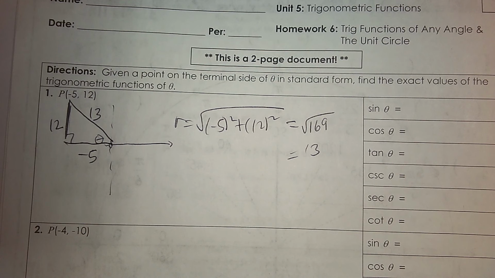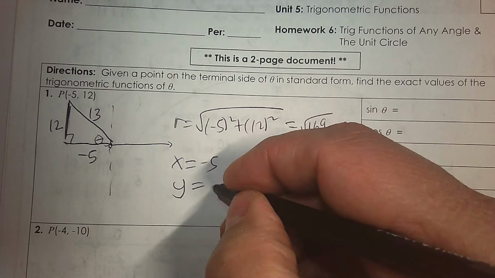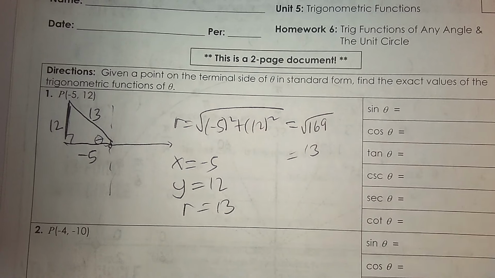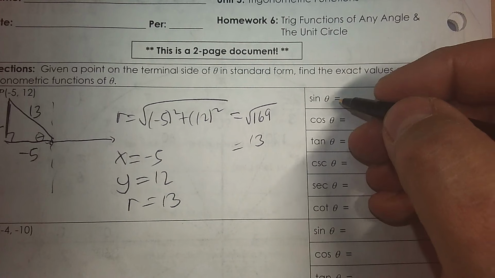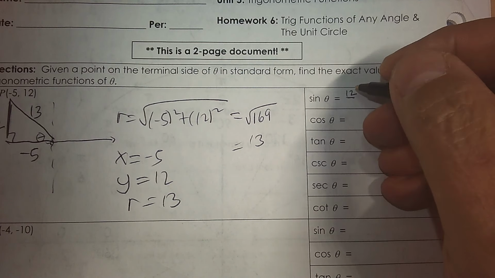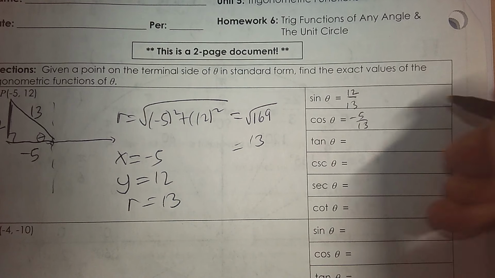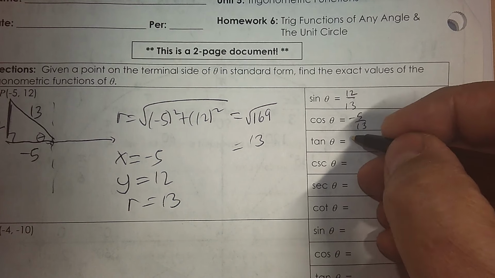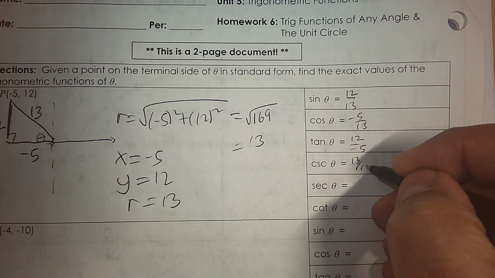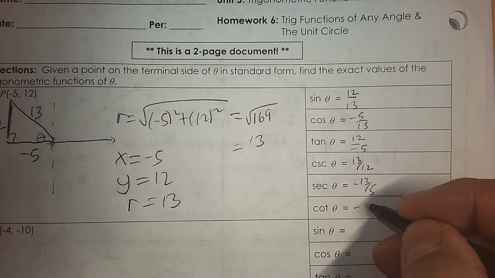Use the values that you see. So the x-coordinate is negative 5, the y-coordinate is 12, and the radius is 13. And then understand the different definitions of sine now. So it's not opposite, it's now the y-coordinate over the radius. And cosine's the x-coordinate over the radius. And tangent is y over x. And then the reciprocals. So 13 over 12, negative 13 over 5, and then negative 5 over 12.